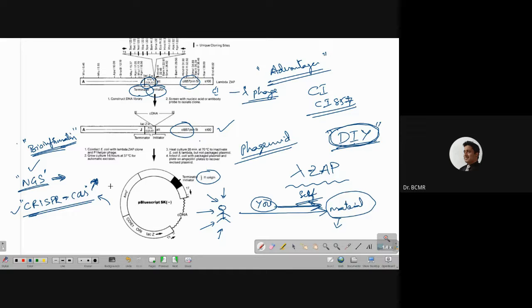Okay, we are coming towards the end of the semester, so these two, NGS and CRISPR-Cas, are the hottest topics, and I guess many of you would be talking about them when somebody asks you about a project proposal or in interviews.